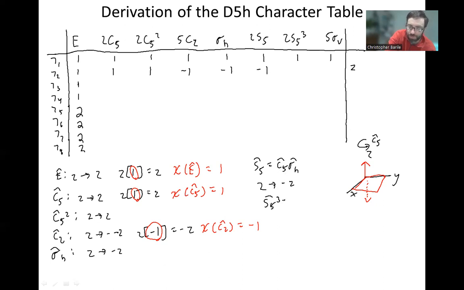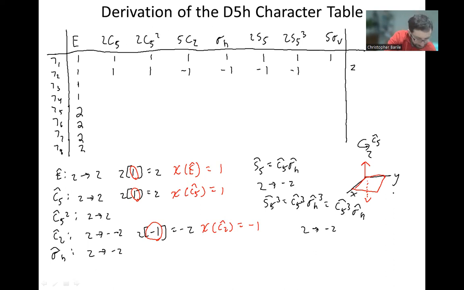S5^3, remember, was a C5^3 followed by a sigma h^3. See the previous video, part 1. But that's equal to C5^3 followed by sigma h. C5^3, it's just a rotation. So just like these other rotations along the z-axis, they're not going to do anything. So z goes to z, but the sigma h, as we just said, goes to negative z. So overall, this goes to negative z, so we get a -1.